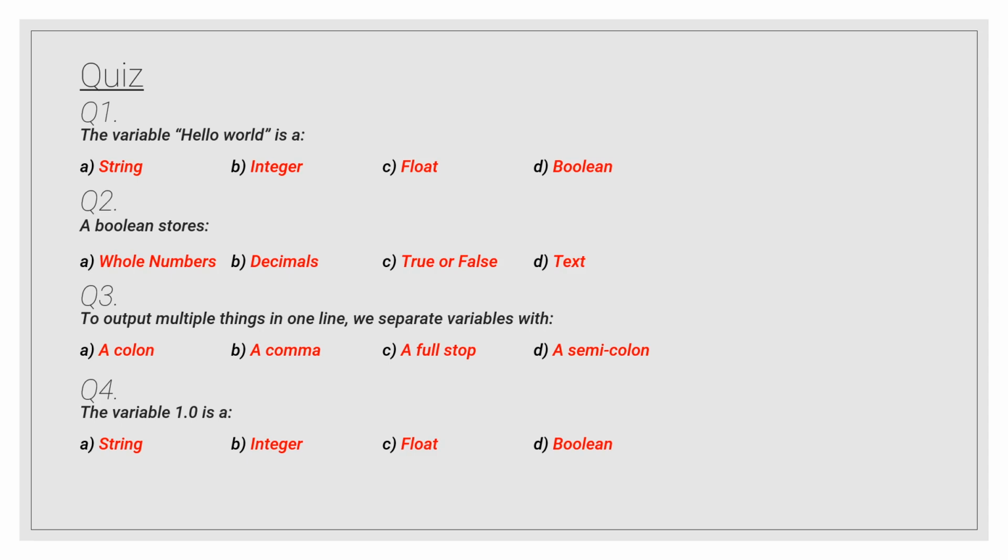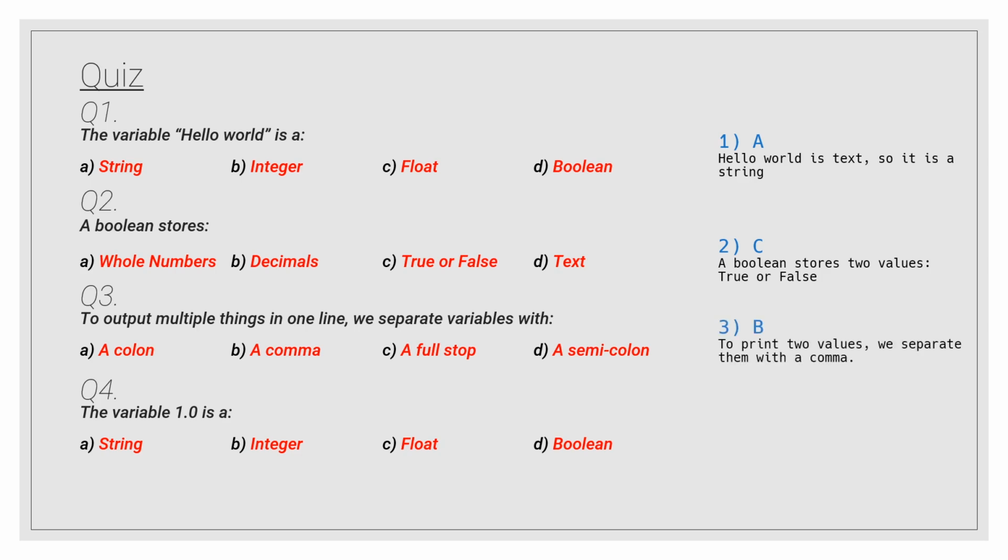Now let's look at the answers. So the answer to question 1 was A, a string, because hello world is text, and strings store text, so hello world is a string. The answer to question 2 was C, because a boolean stores two values, true or false. The answer to question 3 was B, because when we print two values, we separate them with a comma.